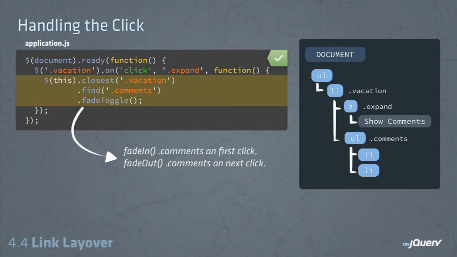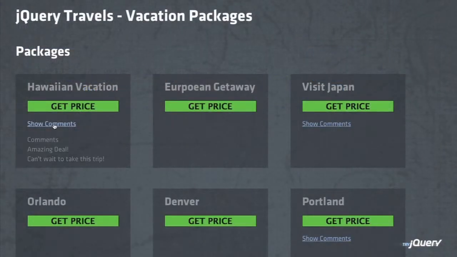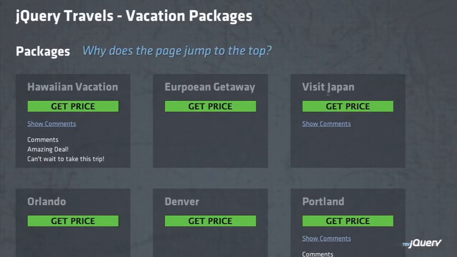So let's see this in action. As you can see, we can click on one of the links and then it fades in the comments. And we can click on it again and it will fade out the comments. However, if we click on a link near the bottom of the page, whoa, did you see that? The page jumped back up to the top of the page. That's kind of annoying. And how do we fix that?